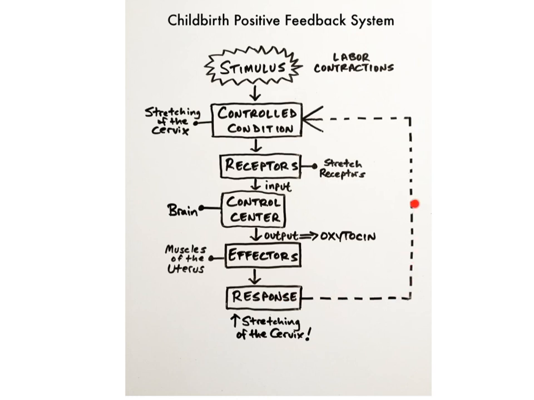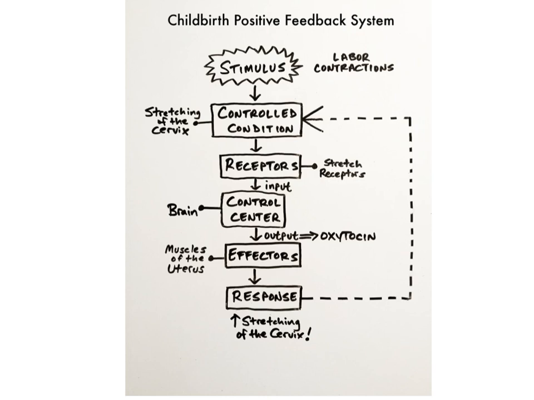This increased stretch then feeds back to the stretch receptors, which causes the brain to release even more oxytocin, which triggers even stronger contractions of the uterus. This is how positive feedback works to intensify the stimulus. This cycle will repeat until the baby is born. The stretching of the uterus stops, and the positive feedback system then comes to a halt.